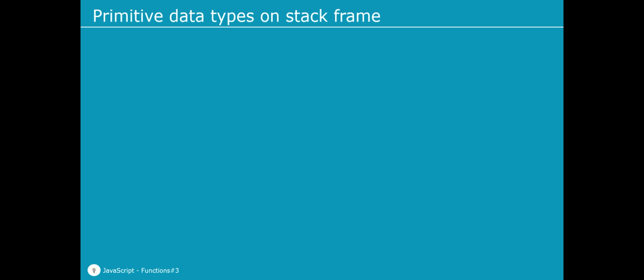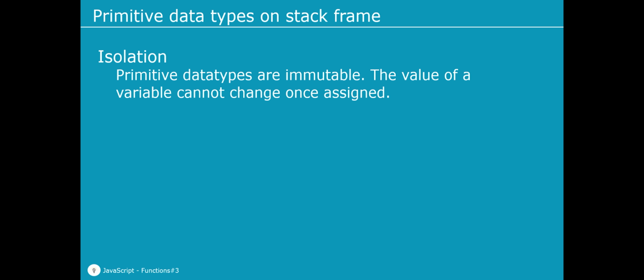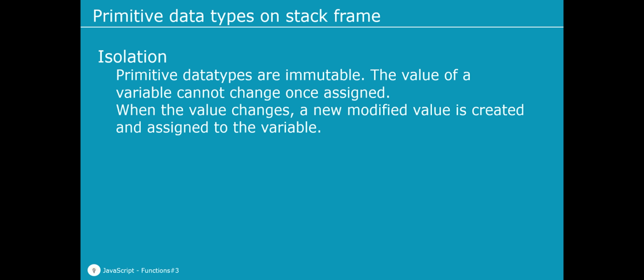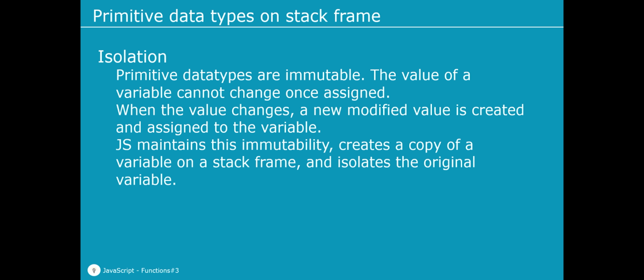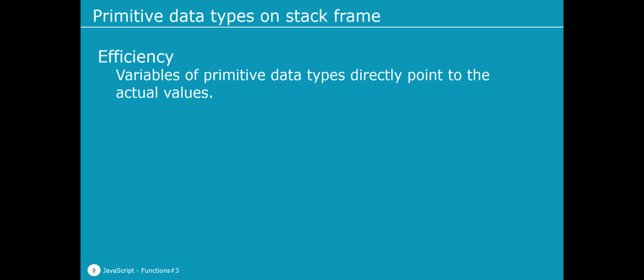Now the question is, why does JavaScript create a copy of the primitive data type on the stack frame? Well, the first reason is that the primitive data types are immutable. This means that the value of a variable cannot change once it is assigned. And if we change the value, a new modified value is created instead of updating the existing value. To ensure this immutability, JavaScript creates a copy of primitive data types on the stack frame.